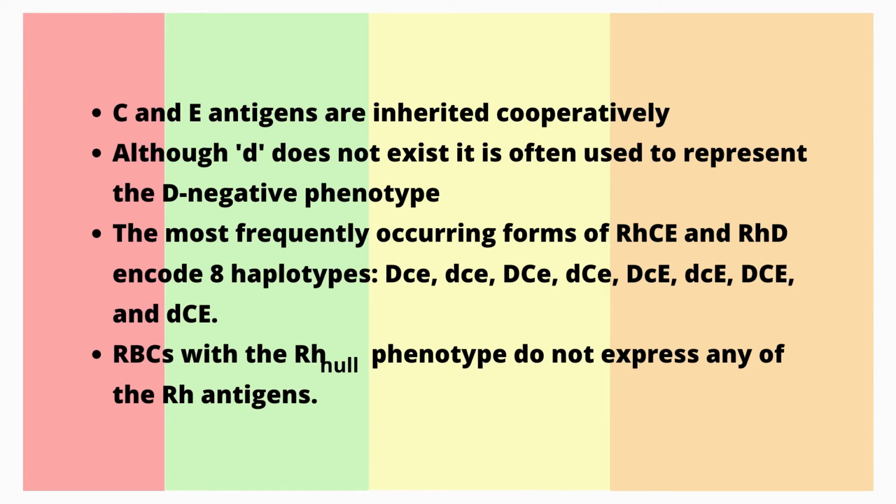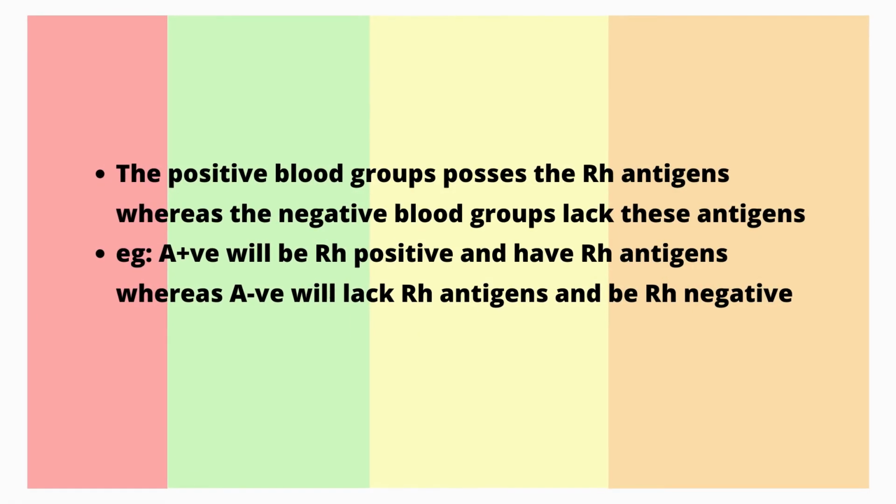The RBCs with RH null phenotype do not express any of the RH antigens. The positive blood groups, like I said before, possess the RH antigens, whereas the negative blood groups lack these antigens. For example, A positive will be RH positive, that is, it will have the RH antigens, whereas A negative blood group will lack the RH antigens and will be RH negative.